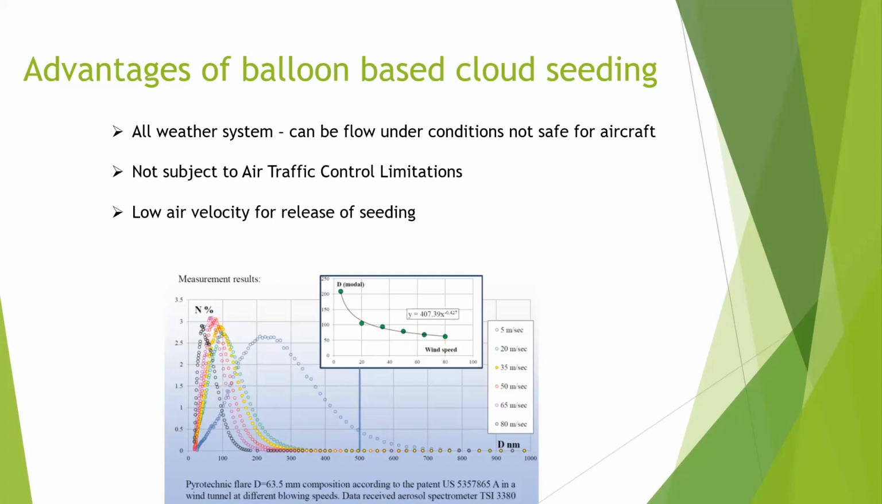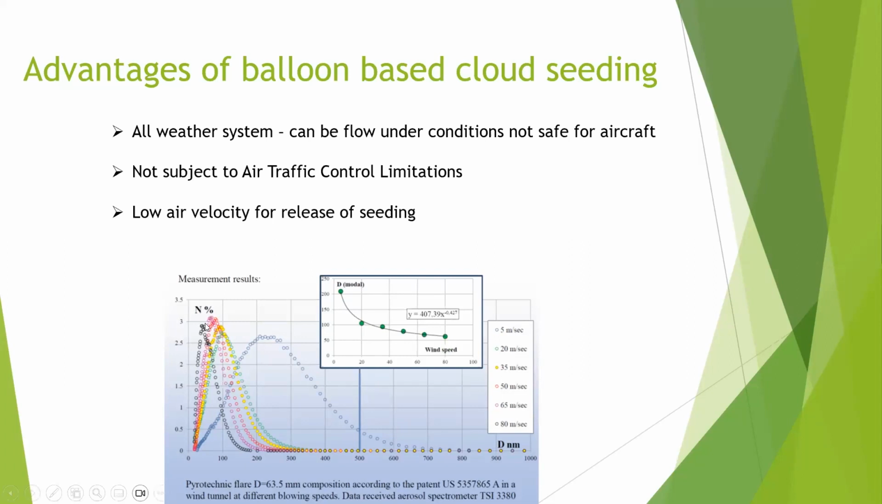But there is another thing which I found out about reading more about this, and that is the fact that the low air velocity is very advantageous when you're doing seeding. And this diagram here at the bottom shows the particle size distribution as a function of airspeed. At very low airspeed, you get a particle size distribution with a maximum of about 250 nanometers, which is ideal for producing larger species for these cloud condensation nuclei.